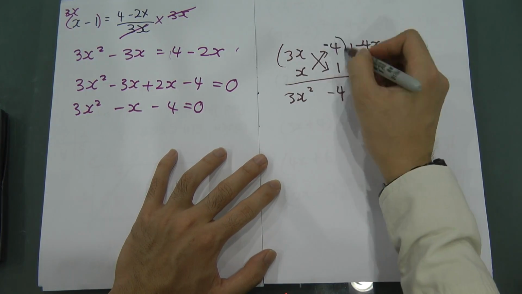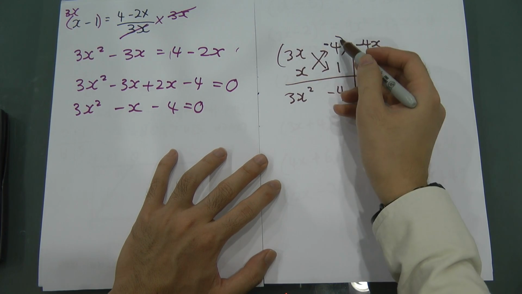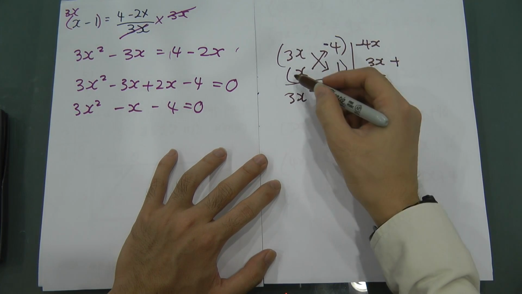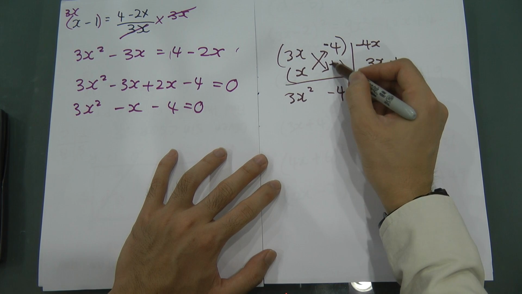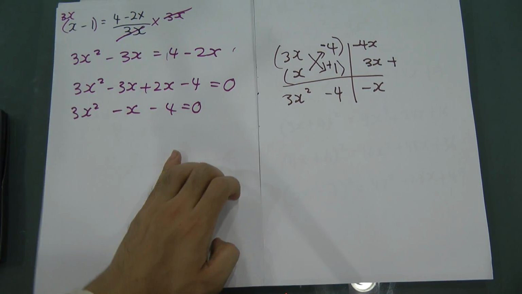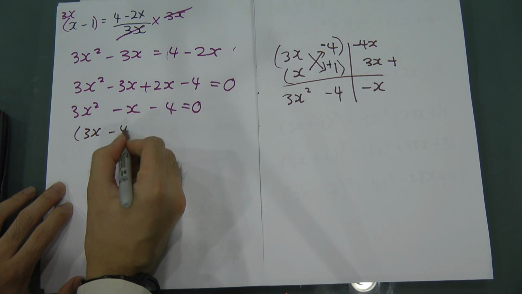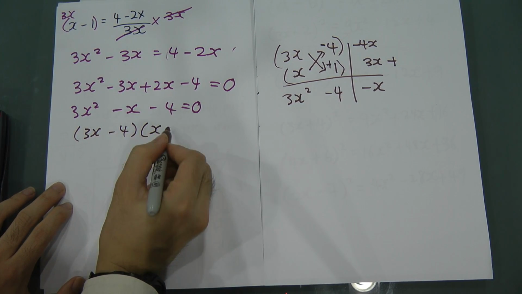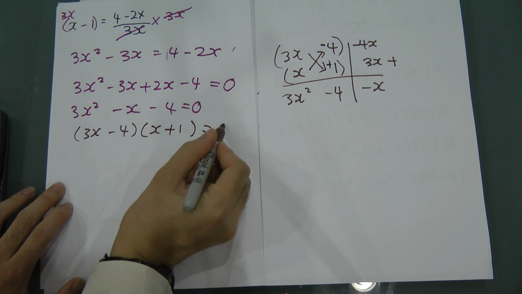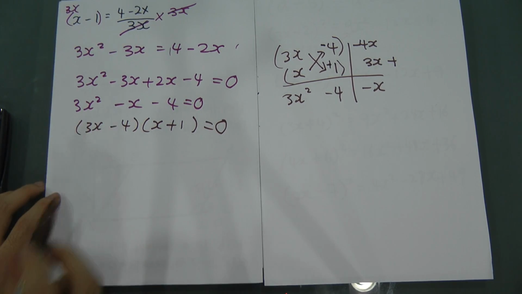So I got two brackets here. First bracket is 3x minus 4. Another bracket is x positive 1, is it? x plus 1. So I write here is 3x minus 4 close bracket and then x plus 1 equal to 0. And then solve as usual.